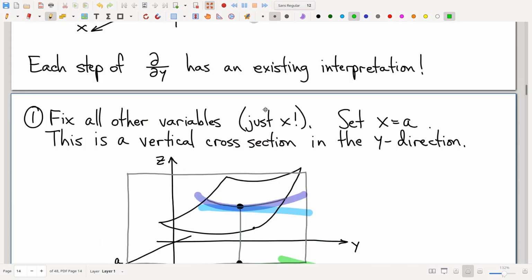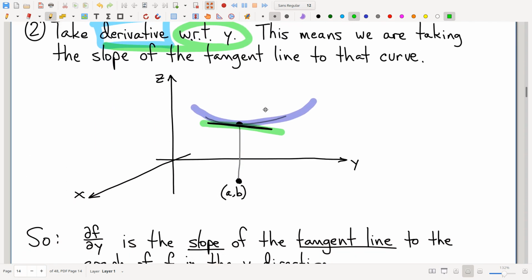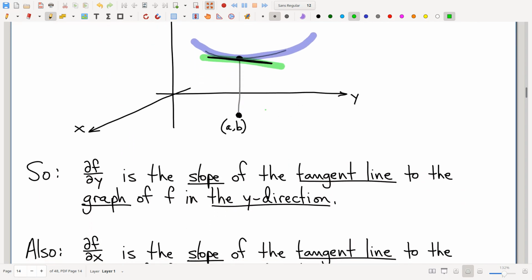There is, however, only one tangent line in the y direction. Right, so as you're going in the y direction, there is exactly one tangent line to that graph. So, with that understood, partial derivative, slope of the tangent line to the graph, of course, in the indicated direction.